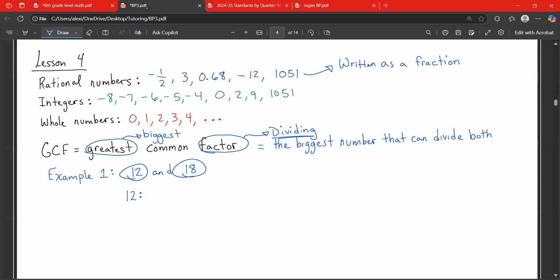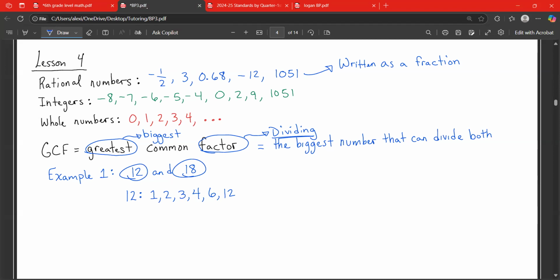And to be organized, I'm going to write 12 and then I put these colons, the dots. All right, so I know 1 can divide into 12 because I can do 12 divided by 1. I can do 12 divided by 2. I can do 12 divided by 3. I can do 12 divided by 4. I can do 12 divided by 6. I can do 12 divided by 12. Okay, so those are all the factors.